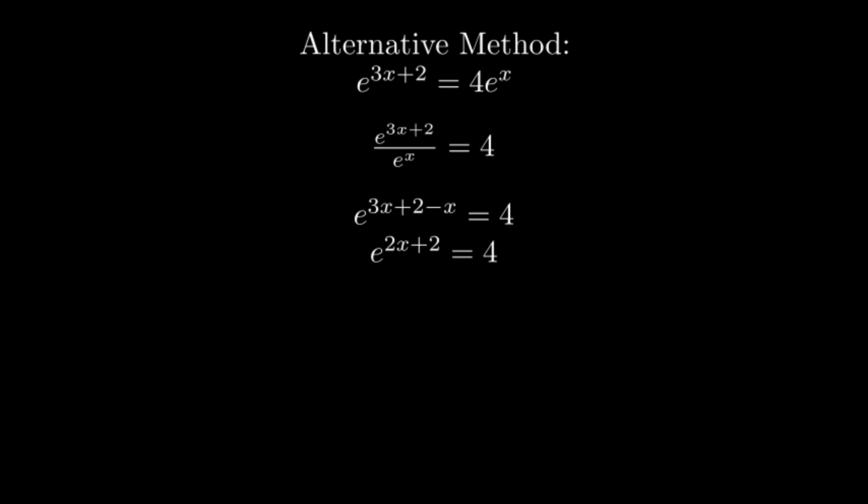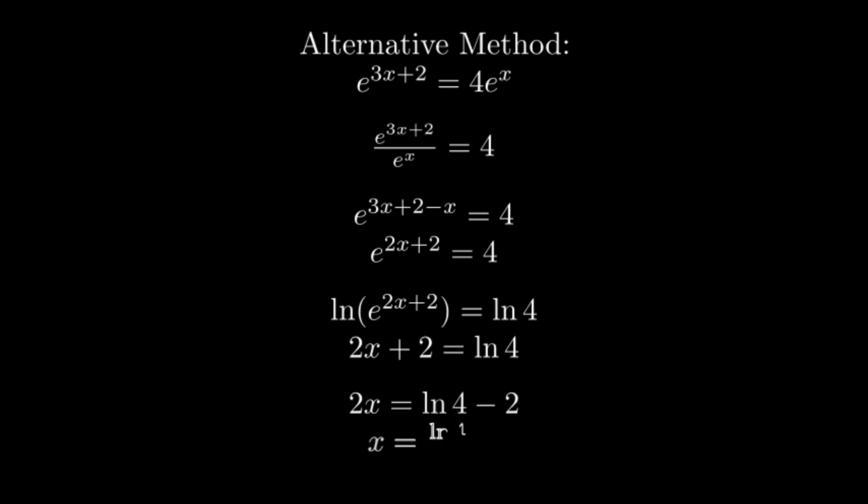This looks much simpler. It's now in the form we know how to solve. We can take the natural log of both sides. Taking the natural log of both sides gives us 2x plus 2 equals the natural log of 4. Solving for x, we subtract 2 and then divide by 2. This leads to the exact same solution as before. Both methods are valid, and you can choose whichever one you find more intuitive.